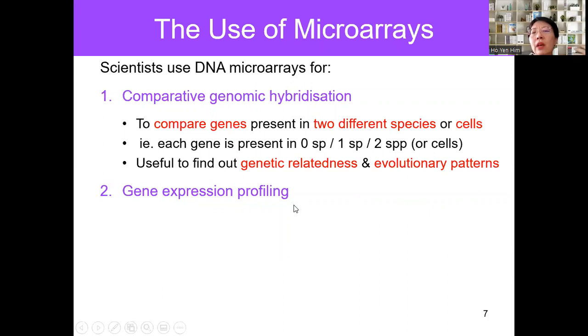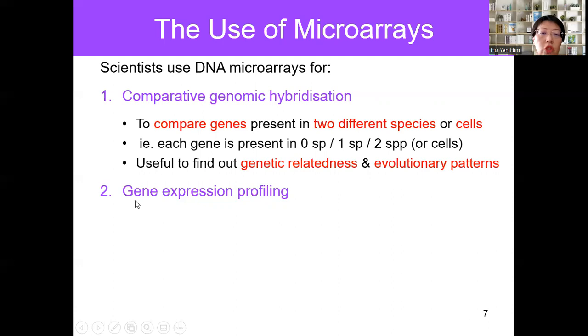For example, human and monkey and chimpanzee are more closely related compared to human and maybe a cockroach, correct or not? Okay. So there will be more genes that are very similar between us and the chimpanzee versus between us and the cockroach. Okay. This is the first use of DNA microarray.